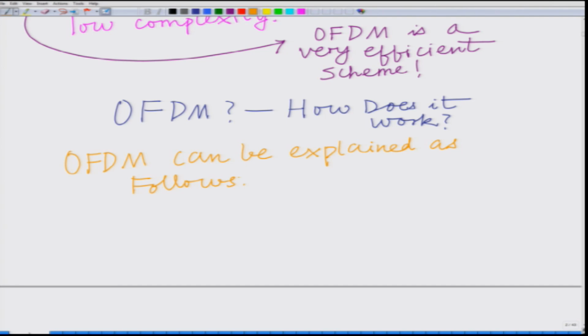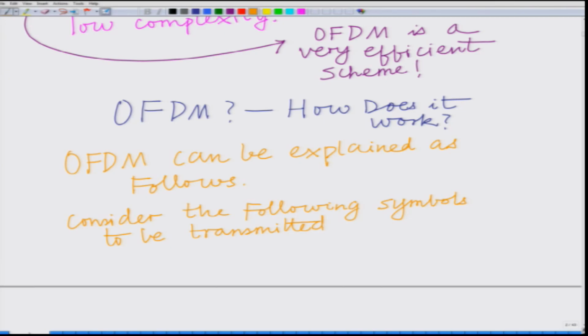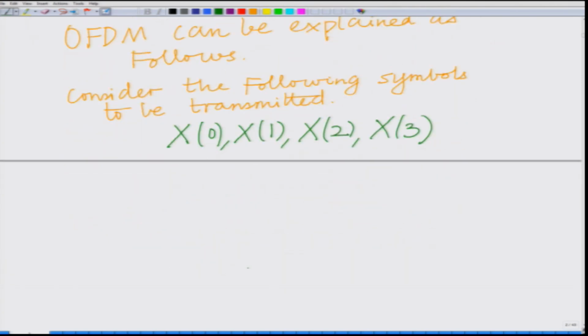So, consider the following symbols to be transmitted in the OFDM symbol. Let us say we have 4 symbols, which we are going to denote by x0, x1, x2, x3. So, these are the 4 symbols which are to be transmitted.